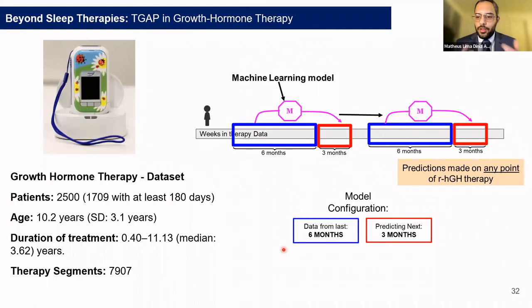Now, I told you about growth hormone therapy, and we had the chance to use the same TGap approach in growth hormone therapy. This was a collaboration with Merck, and we had access to 2,500 patients, and the average age of these patients is 10 years old. From them we extracted 7,907 segments. But the configuration was a little bit different. Now we have a configuration of 6 months of therapy predicting the next 3 months of therapy. And this is only because this was what Merck thought would be more interesting for them.